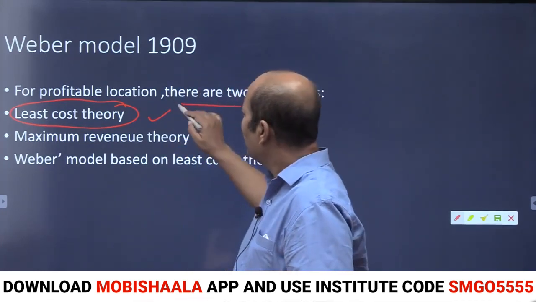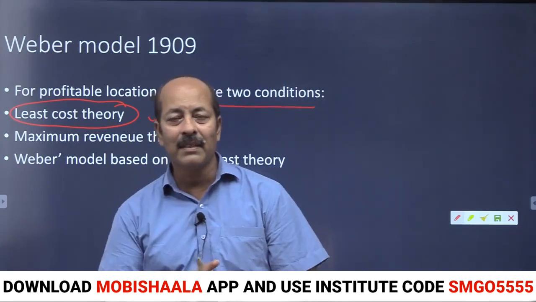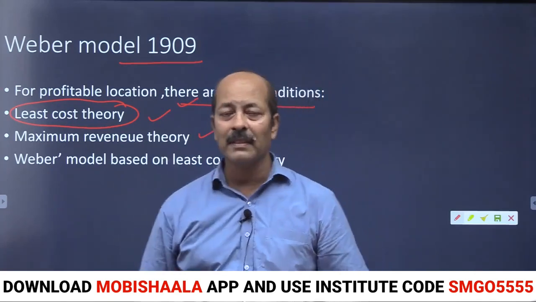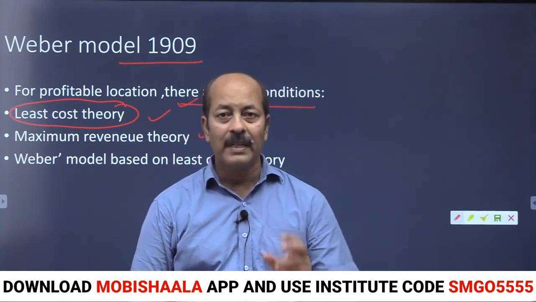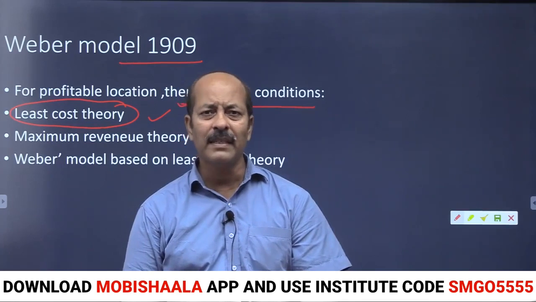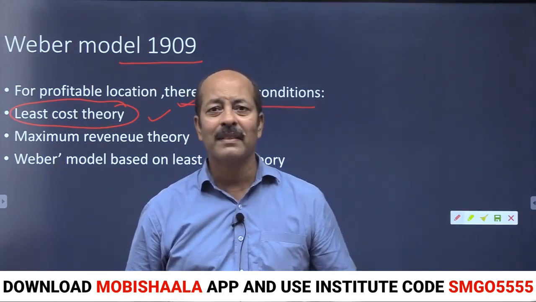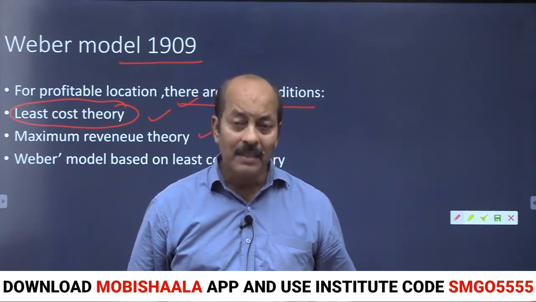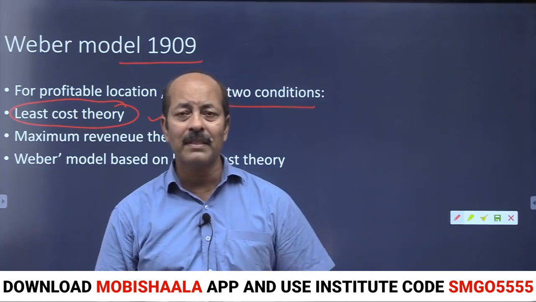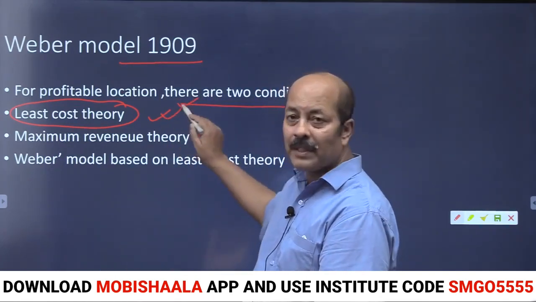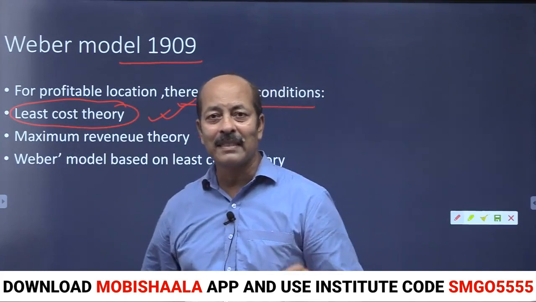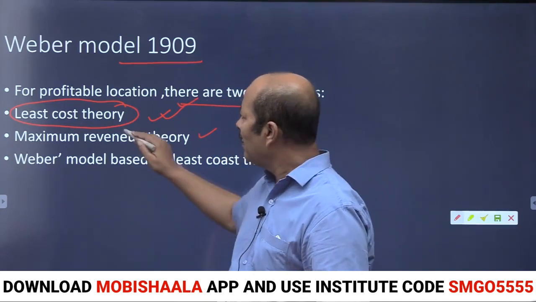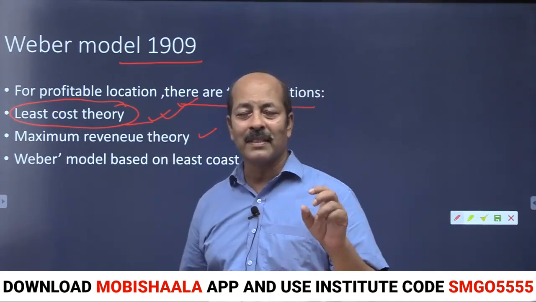So right there, as a second paragraph, third paragraph of your discussion in your notes, Weber's model 1909, and you write the introduction. In 1909, Weber emphasized the location of industry considering the different factors. In 1909, Weber emphasized the role of transportation and the weight of raw material. By using these two components, he has given the least cost theory.